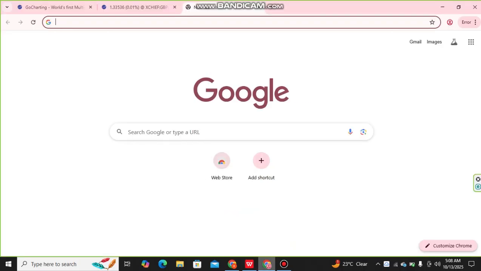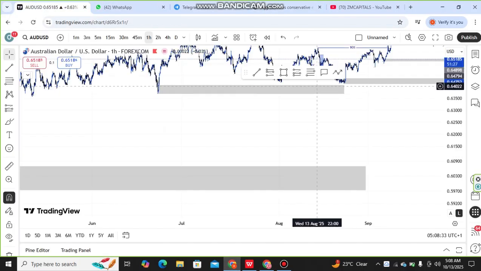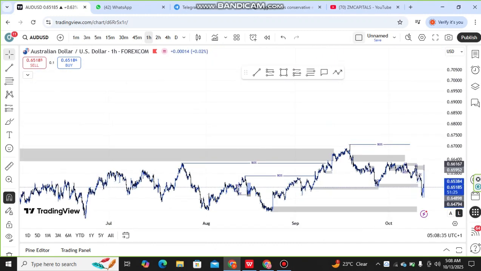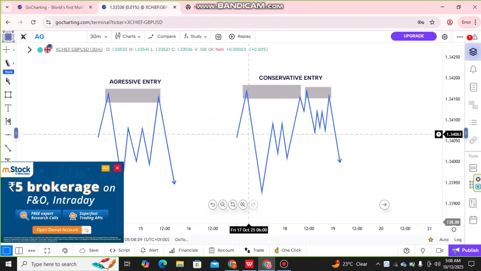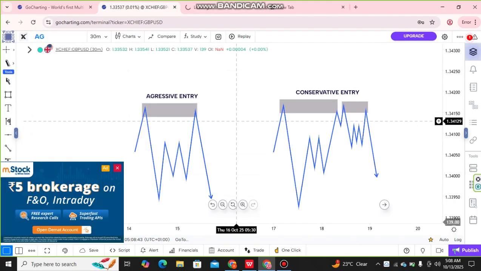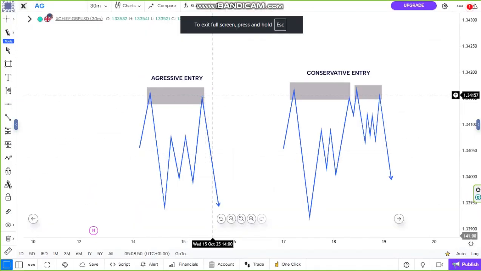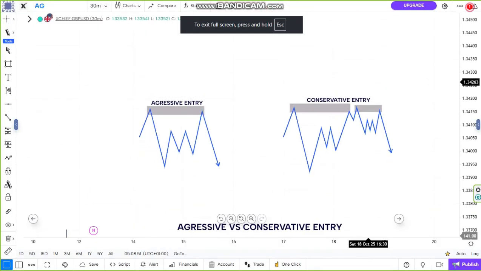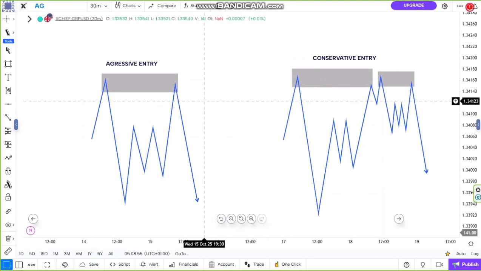So just an example in the chart so we can see the kind of entries there are. We have essentially two kinds of entries. Let me show you guys. We have the aggressive entry and we have the conservative entry. So essentially this is how an aggressive entry looks like.